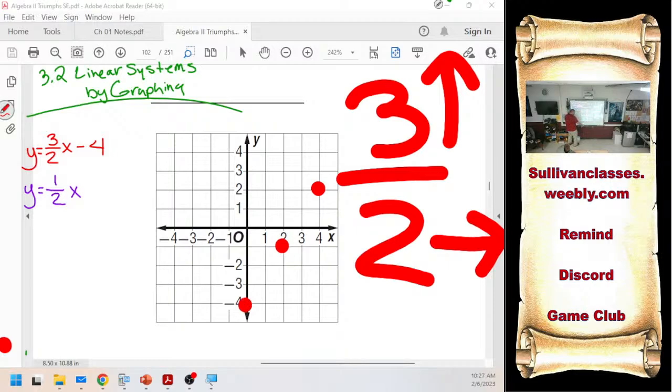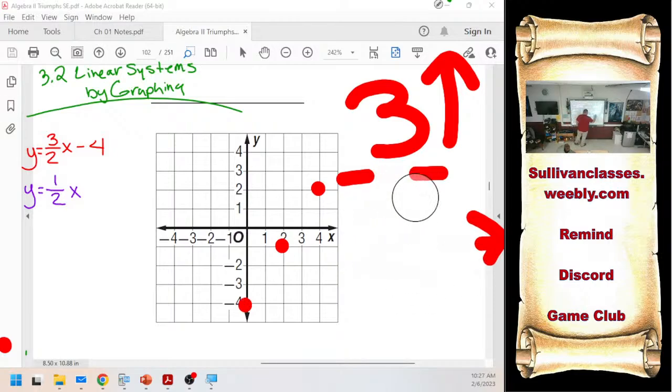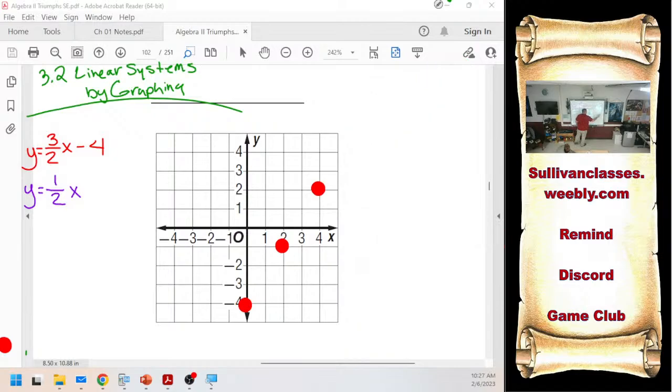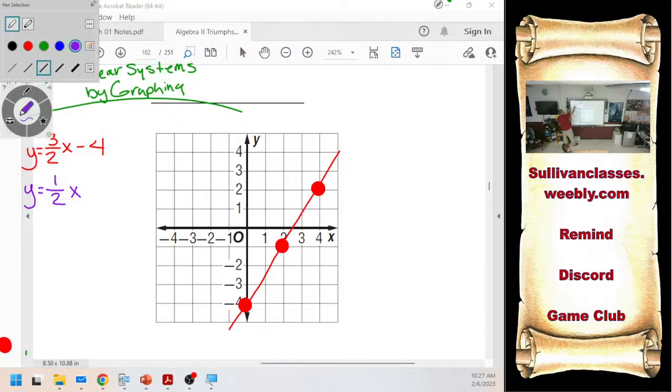Okay? Don't do anything that big. That's gigantic. Okay, connect the dots. And the more dots you have, the better, because odds are one of them is going to be your answer. Okay.